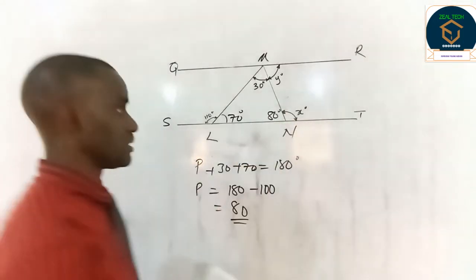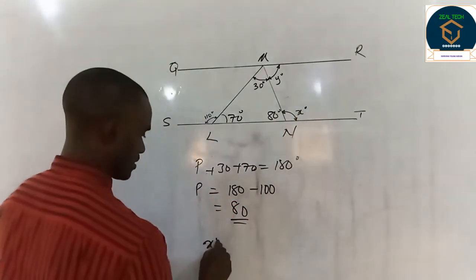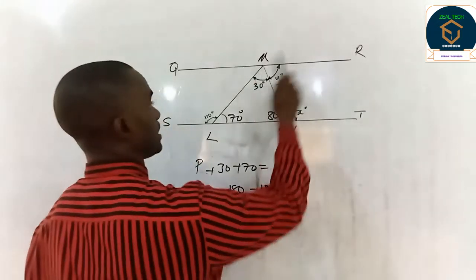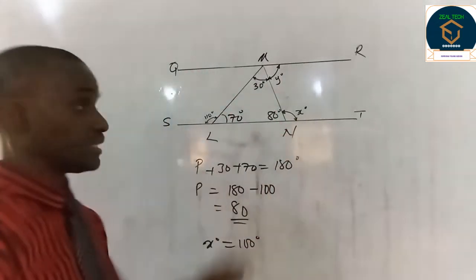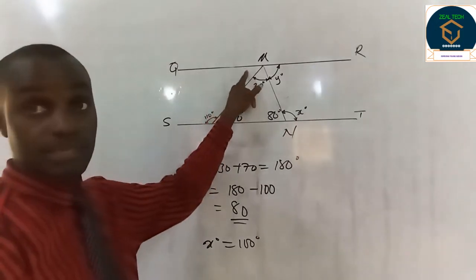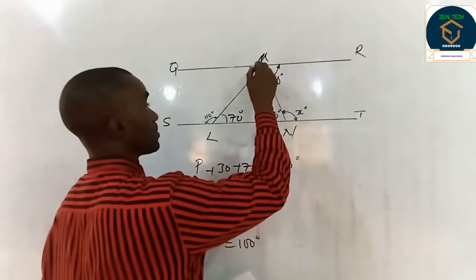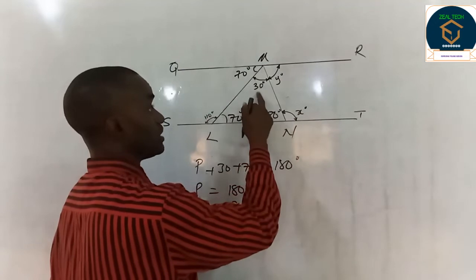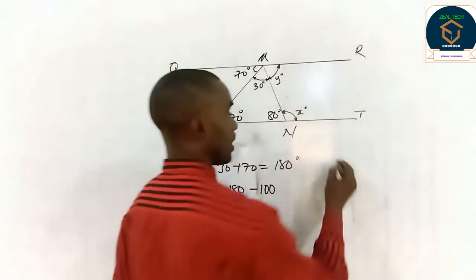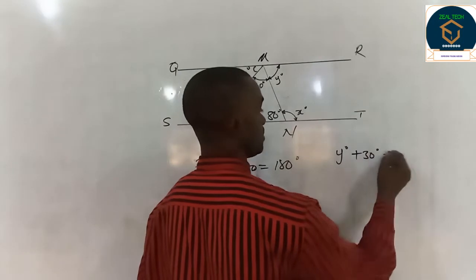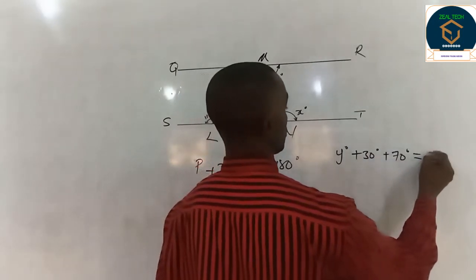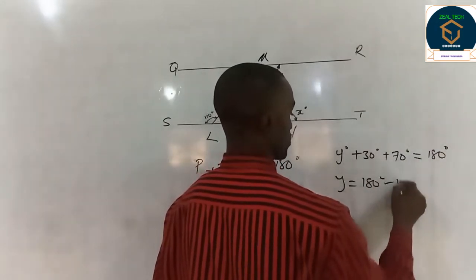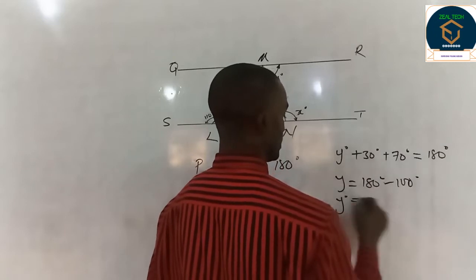We have found the angle. Automatically x degrees will become 100 degrees when you subtract this from 180. Here is 30. And now you know that the angle here is the same as the angle that is here, and that will give us also here 70 degrees. Automatically the angle here is this one plus this plus y. We're going to have y degrees plus 30 degrees plus 70 degrees equals 180 degrees. Therefore y is equal to 180 degrees minus 100 degrees. Therefore y is 80 degrees.